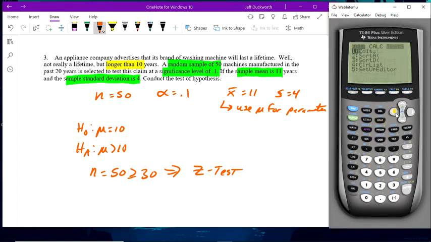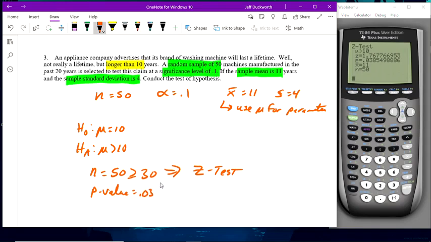So stat, tests, same test we did for the other two. Mu sub 0 is 10 in this case. We don't have sigma again, but we have s is 4. X bar is 11. And n is 50. Larger than 30, so we're good. We're looking for greater than, so let's go change it back to greater than. And calculate.